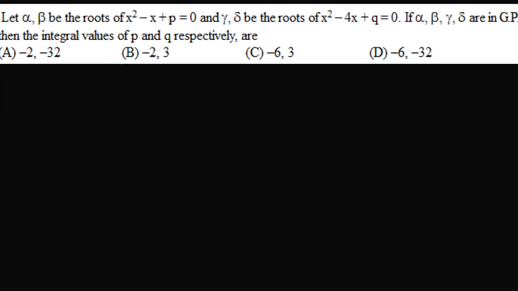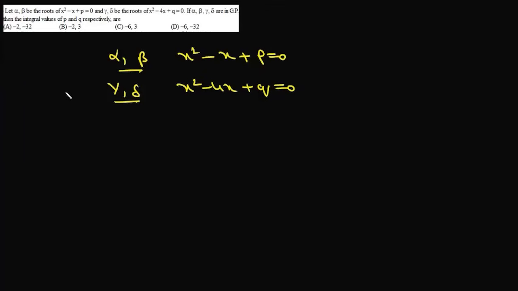Now the question is, let alpha and beta be the roots of the equation x square minus x plus p equals 0, and gamma and delta be the roots of the equation x square minus 4x plus q equals 0, and it says alpha, beta, gamma, delta, they are in GP. Then the integral values of p and q respectively are. Now since they are in GP, let the terms be a, AR, AR square, and AR cube.